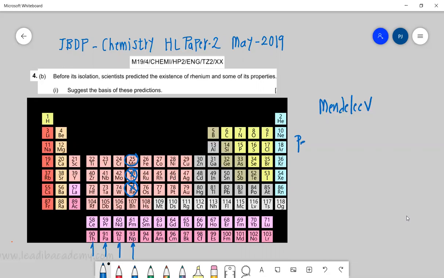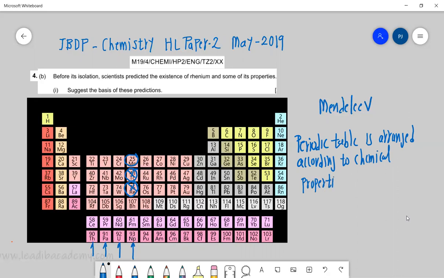The periodic table is arranged according to properties, okay, chemical properties. So it means in the same group, the elements with similar chemical properties will exist.